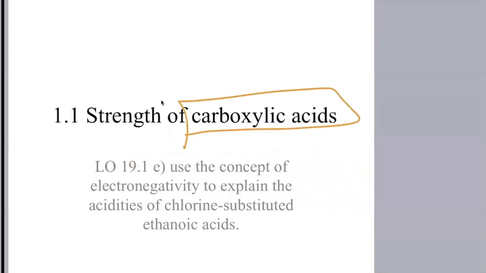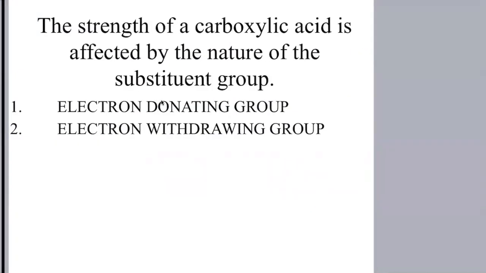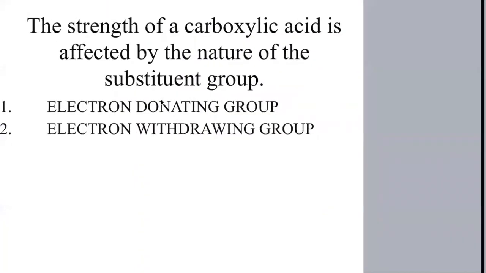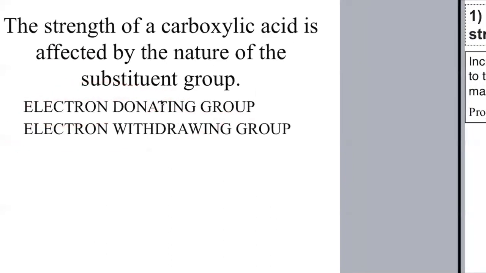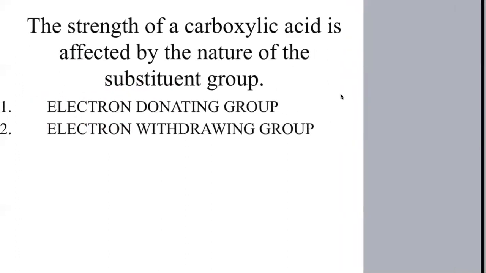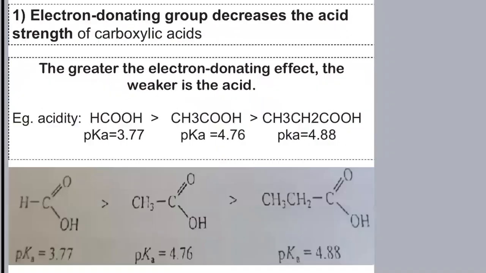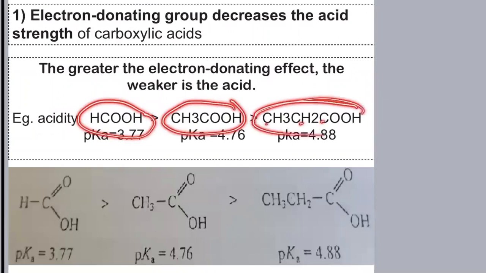They're all carboxylic acids. We know that they are all weak acids, but why is some carboxylic acid more acidic than the other? So that's what we're going to look at. That means we're going to look at the electron donating and electron withdrawing groups. You already know that an alkyl group is electron donating. So if you look at this, we have methanoic acid, ethanoic acid, and propanoic acid.